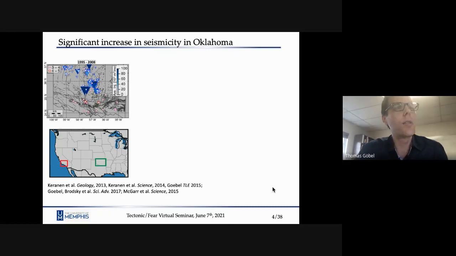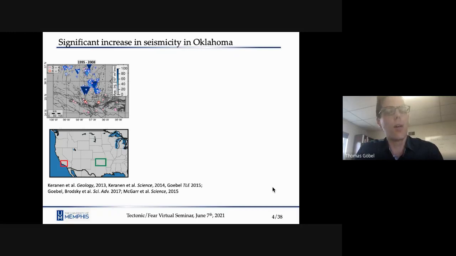So here, the induced events have mainly been associated with large-scale, almost statewide wastewater disposal operations. So these are extremely high volumes of fluids that are re-injected. Commonly, these are produced fluids from oil fields that have very high water cuts, and then they are re-injected into deep geologic formations. Here it's the Arbuckle Formation.